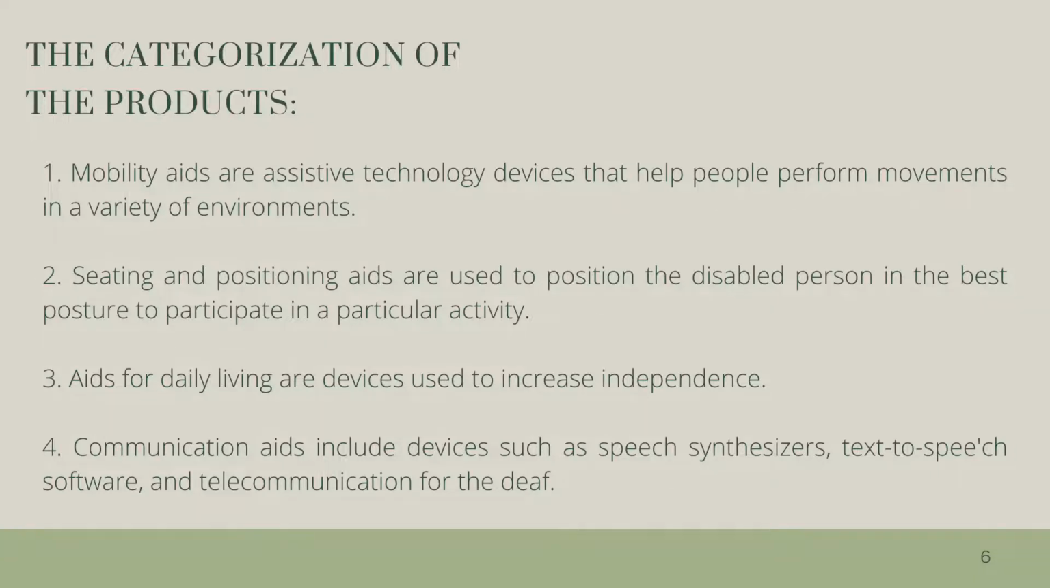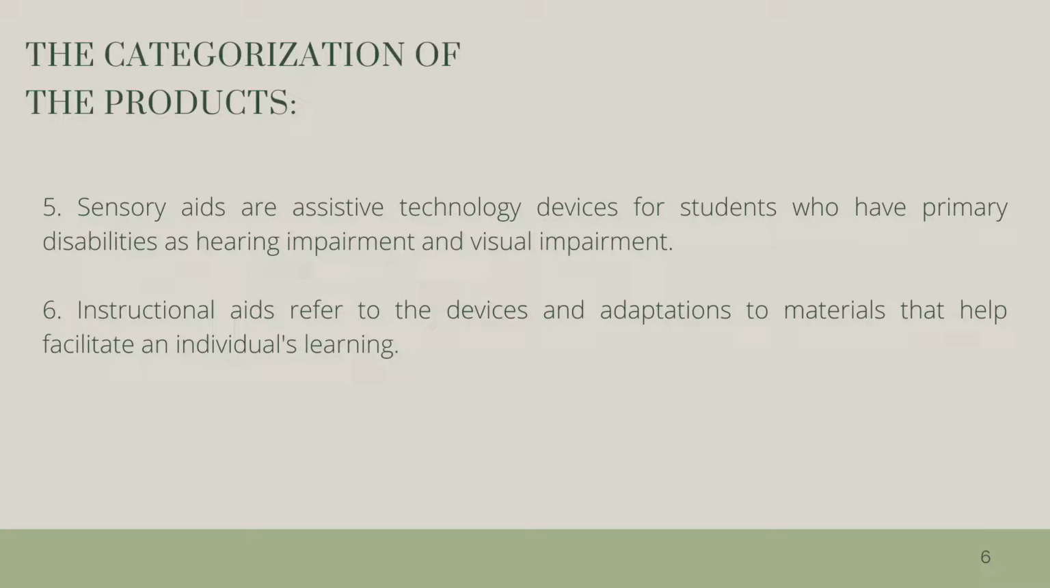Number 5, sensory aids are assistive technology devices for students who have primary disabilities such as hearing impairment and visual impairment. These devices may include hearing aids, FM systems, auditory trainers, eyeglasses, low vision aids or magnifying glasses, tactile and visual globes, large print cards, reading devices, and many more.